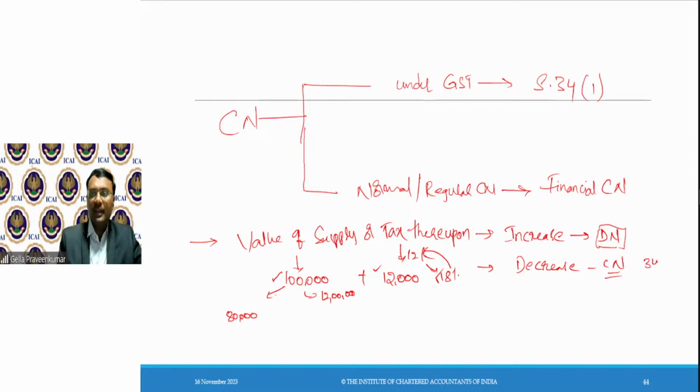Section 34, subsection 1 deals with your credit note. Section 34, subsection 4 deals with your debit note. This is what we need to keep in mind with respect to adjustment of value of supply and tax thereupon. When you file your returns, when you raise a tax invoice, it is very much possible for us to make a clerical mistake. So to rectify these clerical mistakes, I have this tool called a debit note or credit note. This is the purpose whereby section 34 comes into the picture.